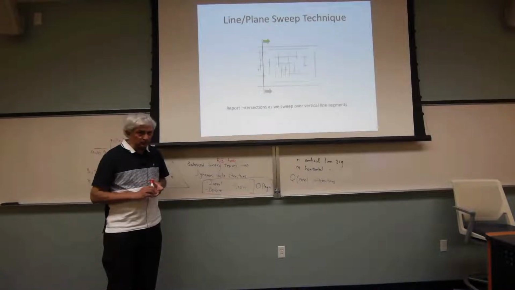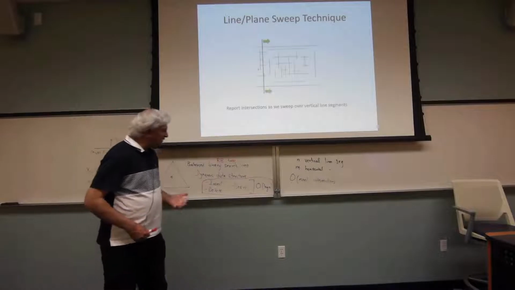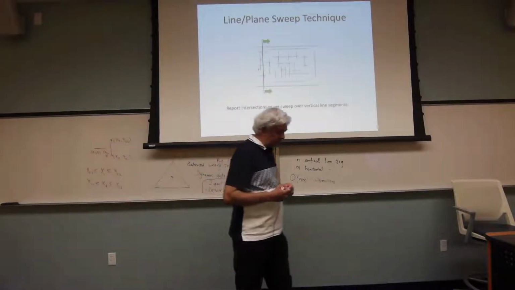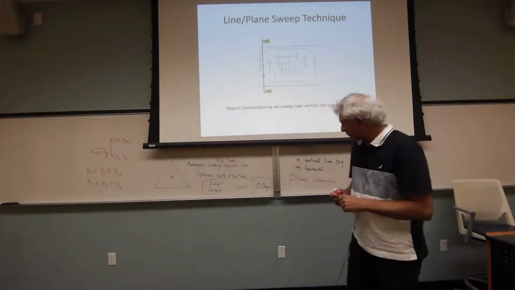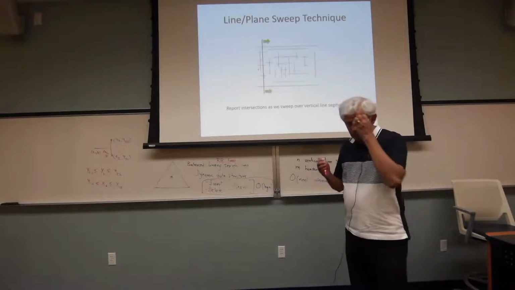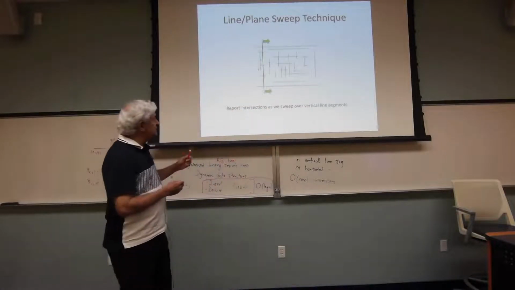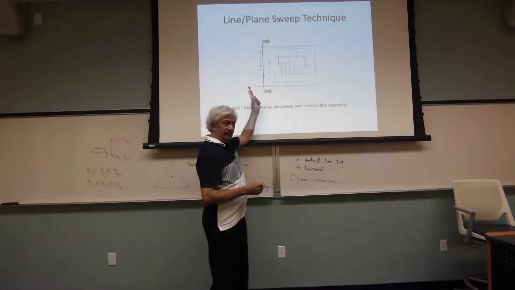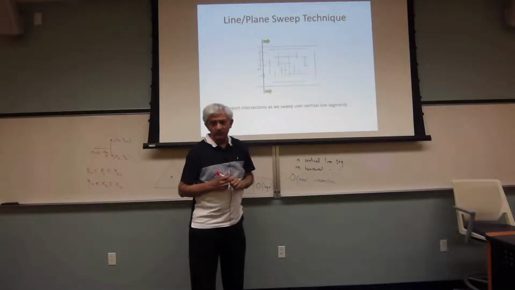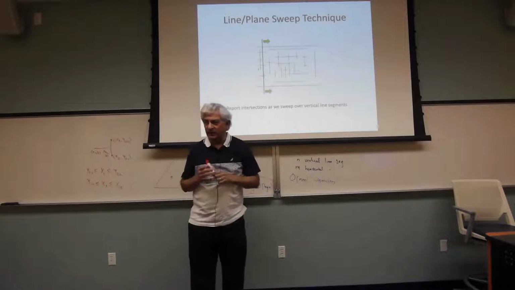And here's how this goes. Actually there are various ways of doing it. What we can do is, as this red line sweeps, we'll figure out which horizontal lines are active at any given time.